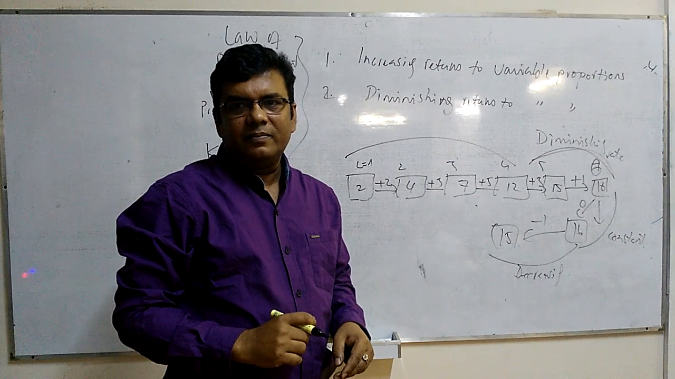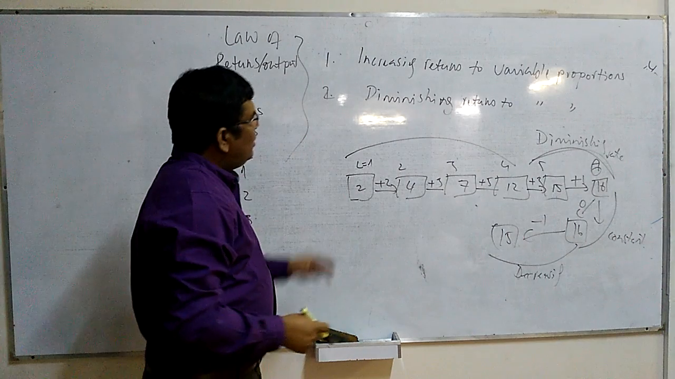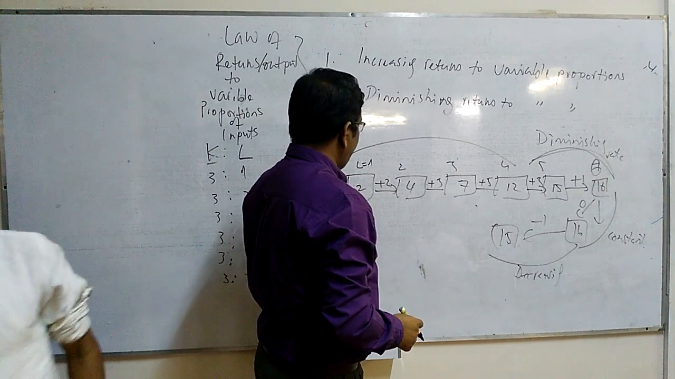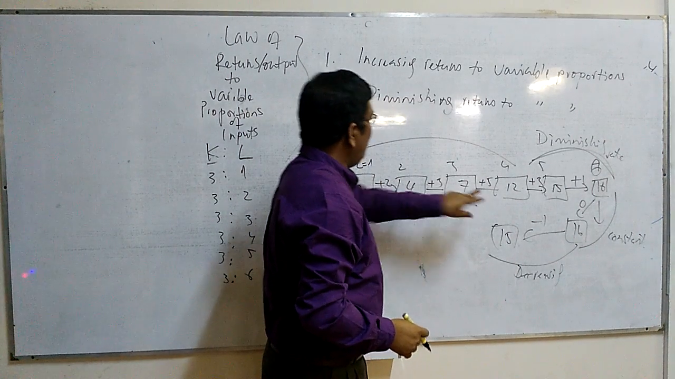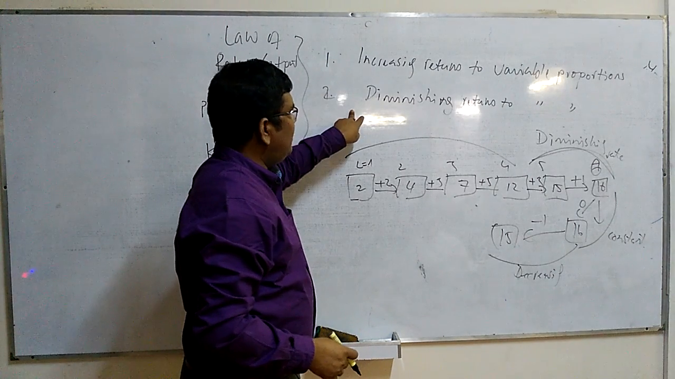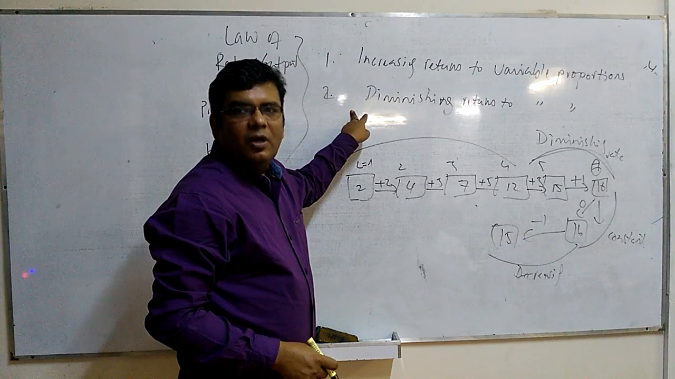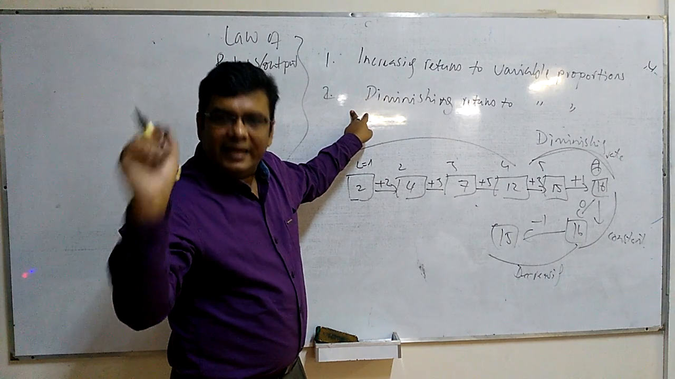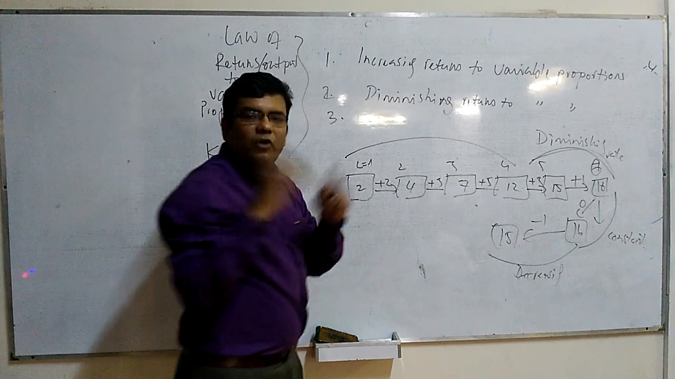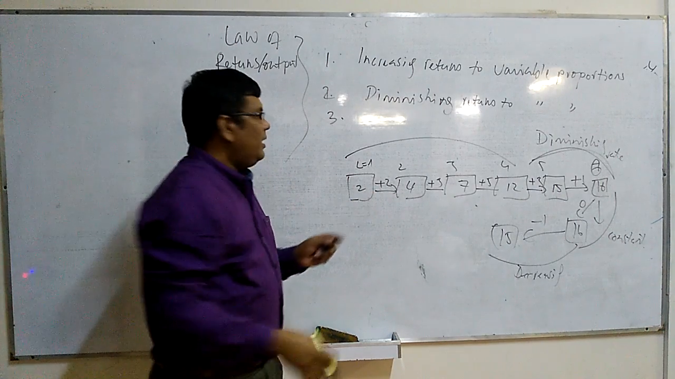So that's the thing. In the beginning, if you keep all other factors fixed and increase only one input, the output will come at an increasing rate. Then the output will increase, but at a diminishing rate. Then output will no more increase. You will still increase the input.